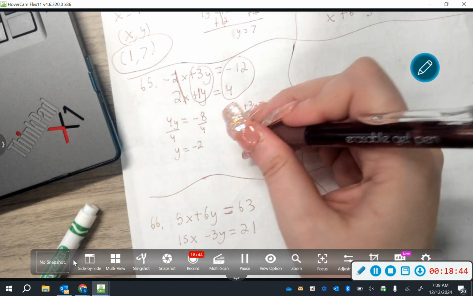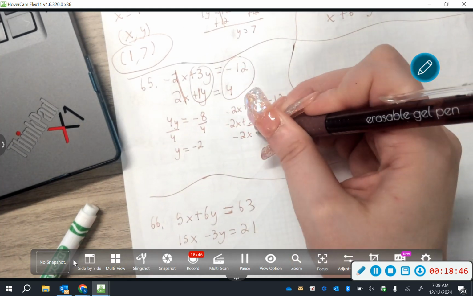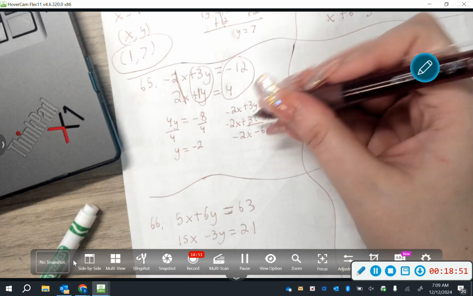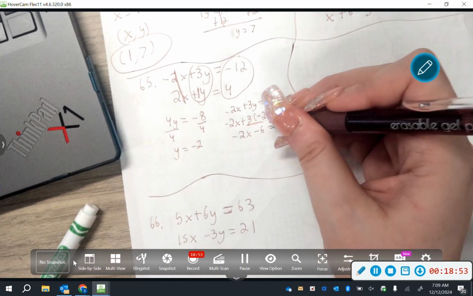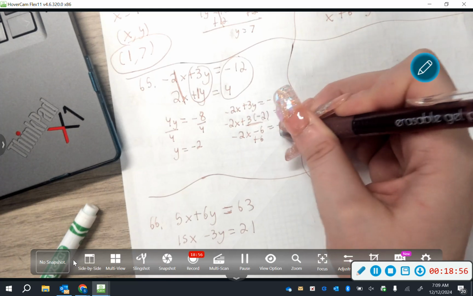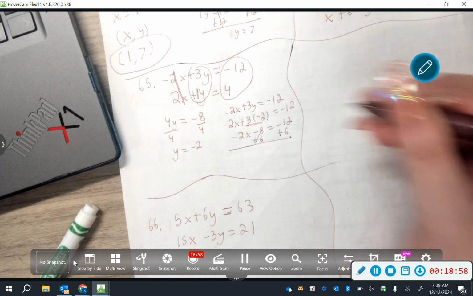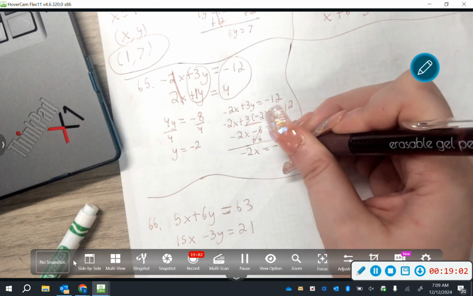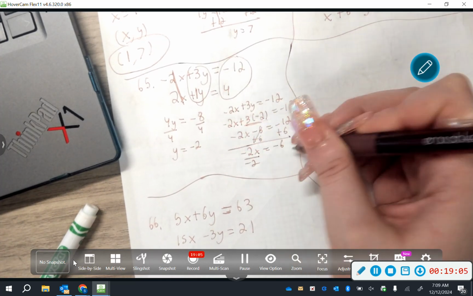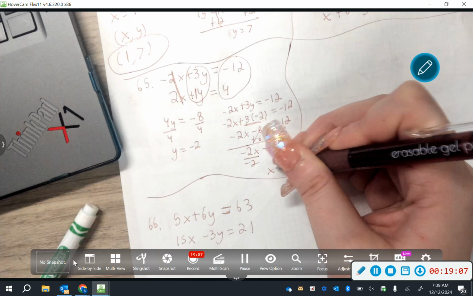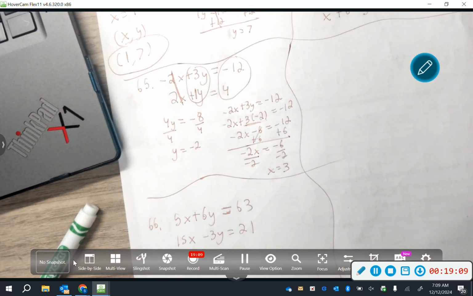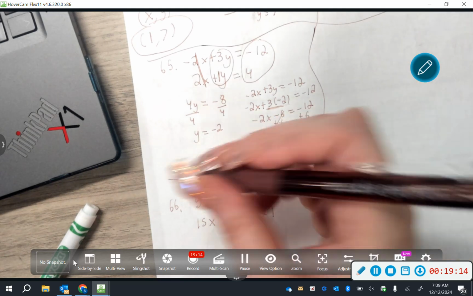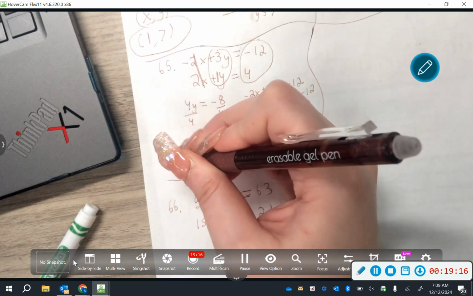Multiply to get rid of the parentheses. Negative 2x minus 6 equals negative 12. Well, if I want to get my x by itself, I need to get rid of this minus 6. The opposite of minus 6 is plus 6 to both sides. We got negative 2x equals negative 6. Divide both sides by negative 2. X equals 3. So if I want to write my answer as an ordered pair, it would be x and then y. It would be 3, negative 2.